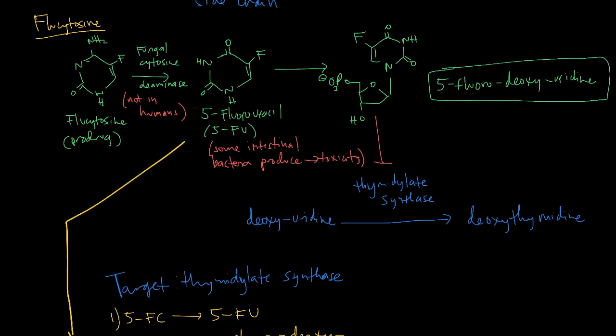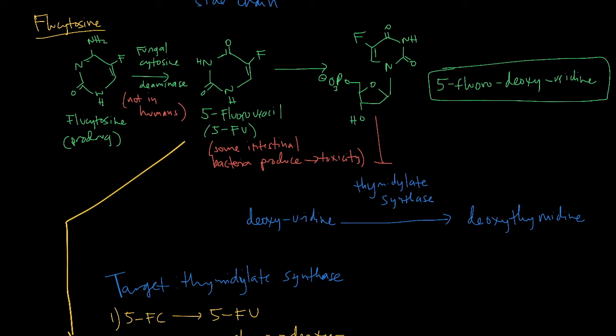Okay, so our next drug is flucytosine. This figure looks like there's a lot going on, but I'll break it down for you. Flucytosine is your actual drug. Flucytosine is a prodrug that's converted into 5-fluorouracil, or 5-FU.